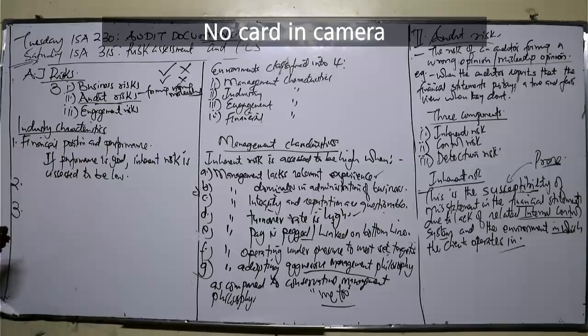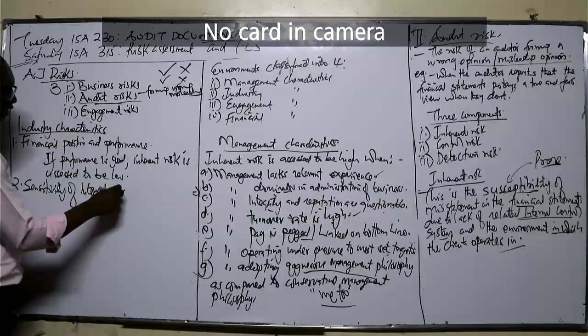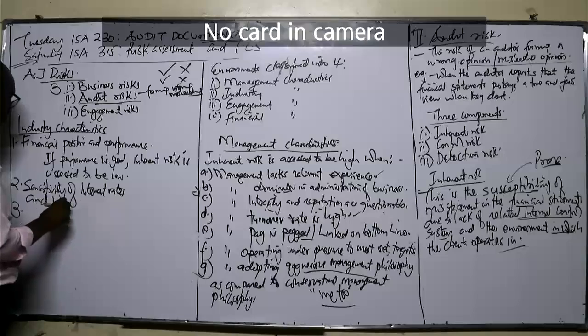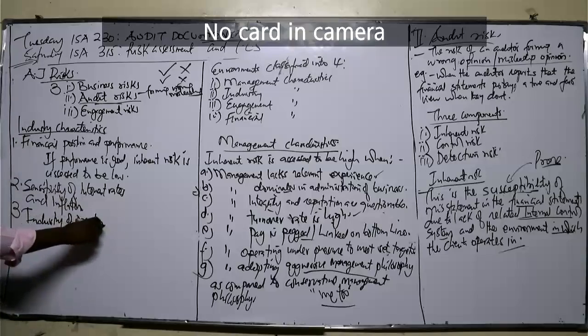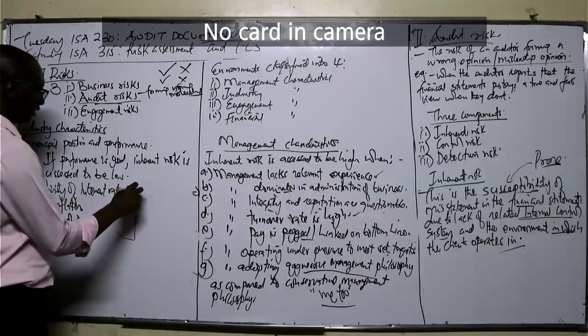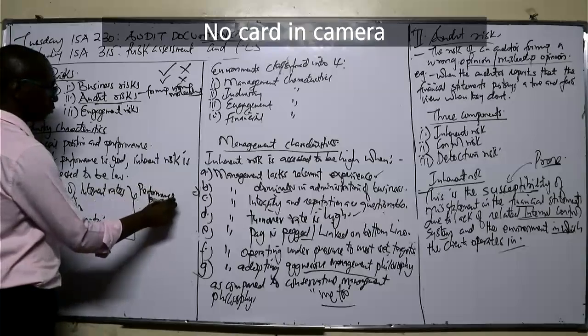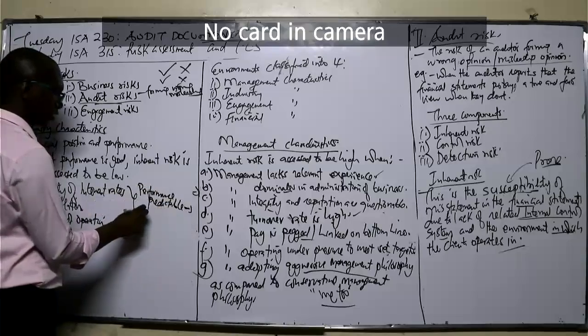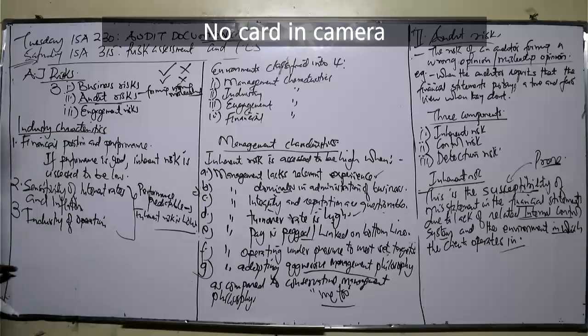You can allow me to discuss point number two and number three together. Sensitivity of interest rates and inflation. Then number three, industry of operation. What we discuss here is: is performance predictable? If performance is predictable, we say inherent risk is low. We mean the industry of operation.